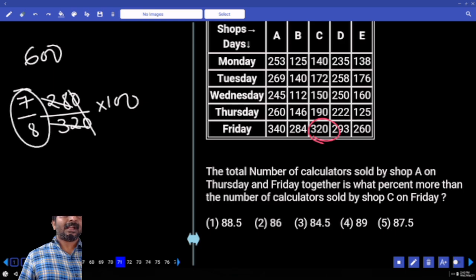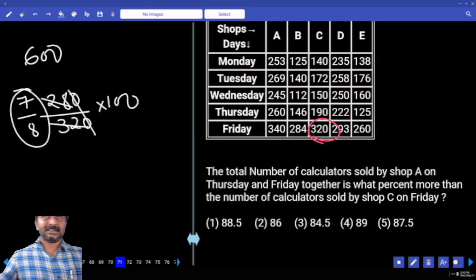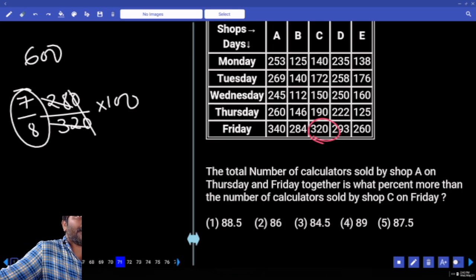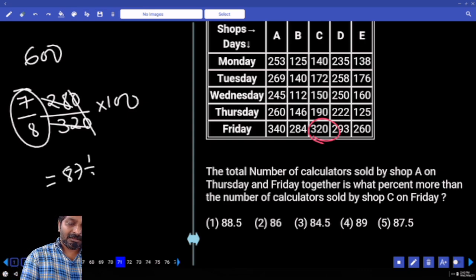If you don't know that, 7 by 8 in the sense it is 1 minus 1 by 8. 1 in the sense 100%. 1 by 8 in the sense 12.5%. Answer 87.5%. 100% minus 12.5%.